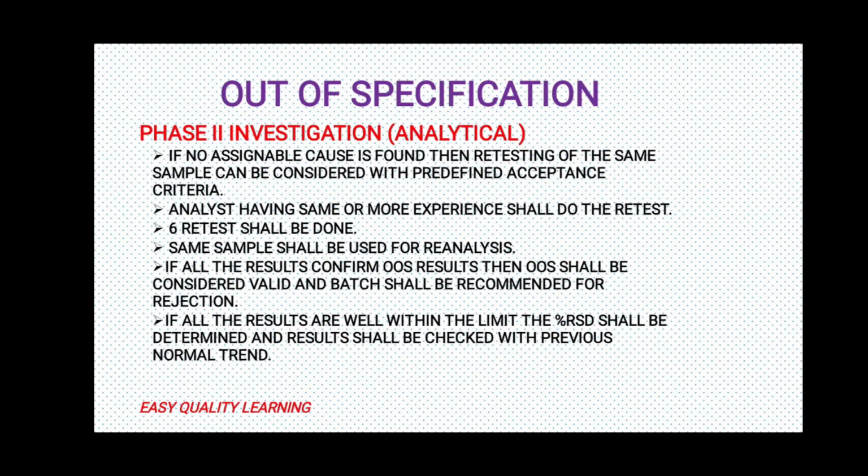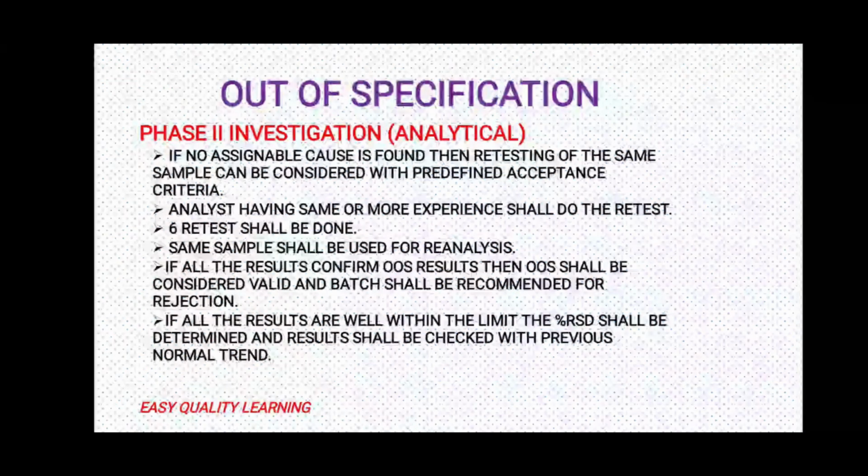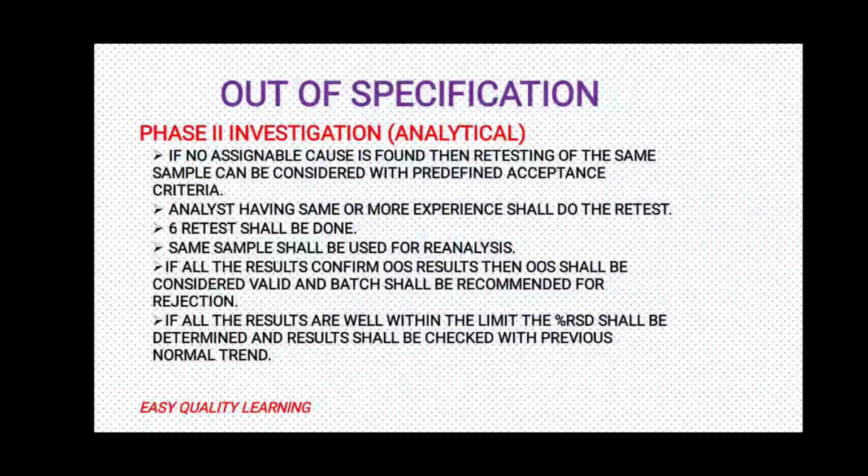If all the results confirm the OOS results, then OOS shall be considered valid and batch shall be recommended for rejection. If whatever 6 analysis we have done, and in these 6 analyses also we are getting the out of specification results, then it is assumed that whatever OOS results we have found at initial stages, it is confirmed and it shall be recommended for rejection to Quality Assurance Department.